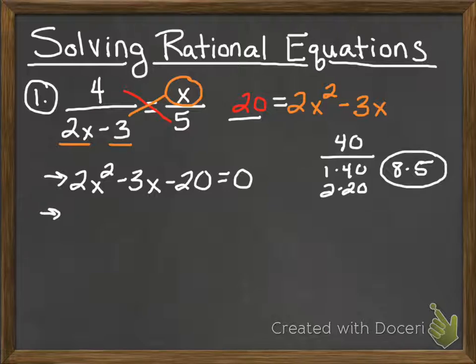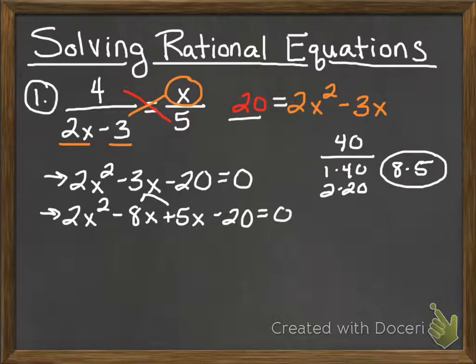And so all we're going to do is we're going to rewrite negative 3 with an 8 and a 5. So that's going to be minus 8x plus 5x. And now let's just double check. Is negative 8 plus 5 negative 3? And the answer is yes, it does. So we're good. I'm going to bring down the minus 20 equals 0.